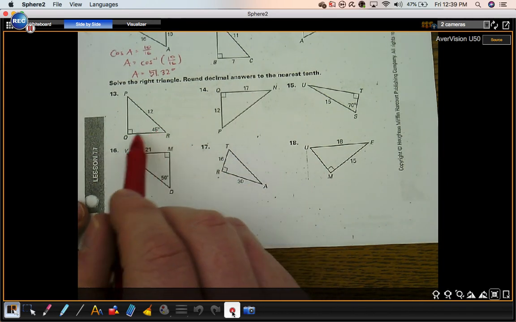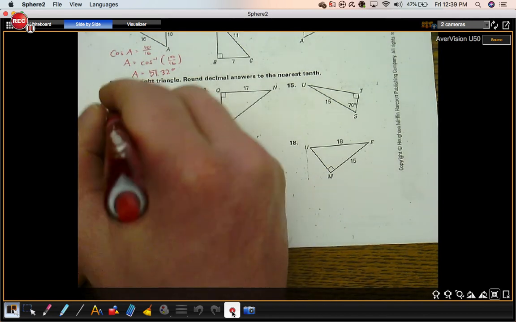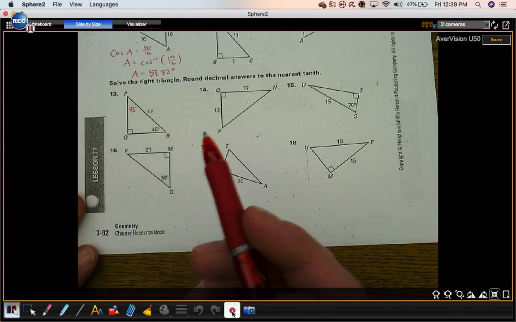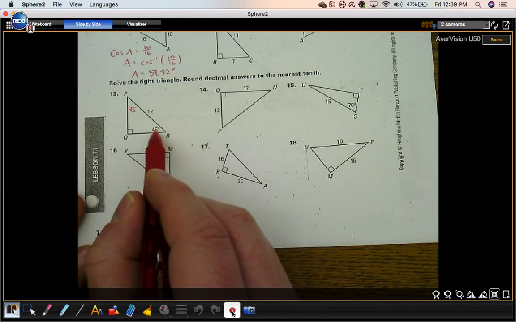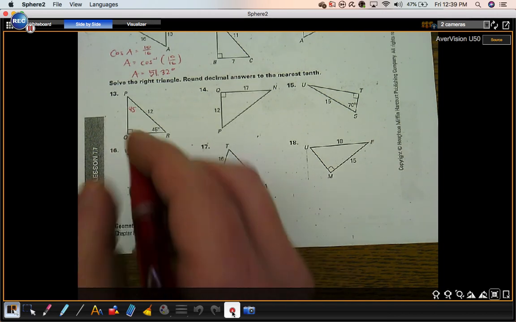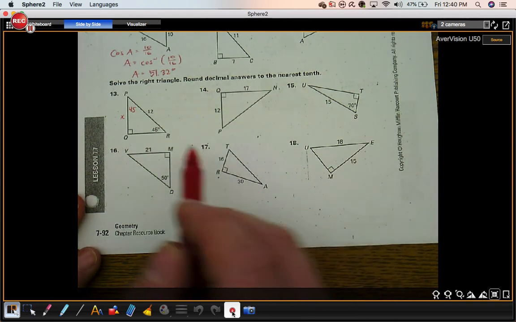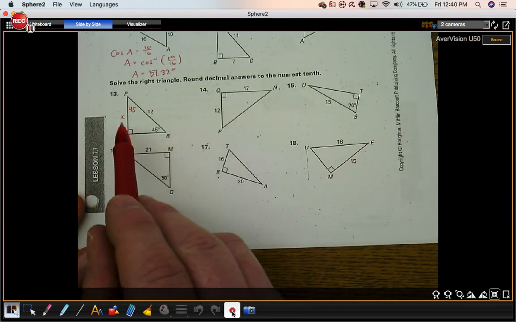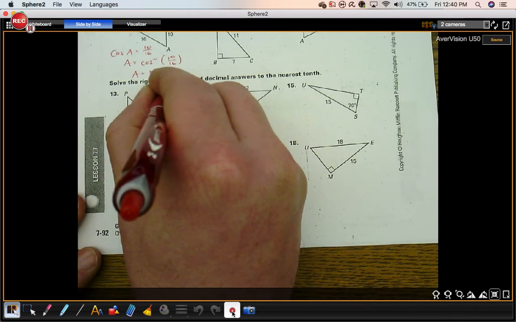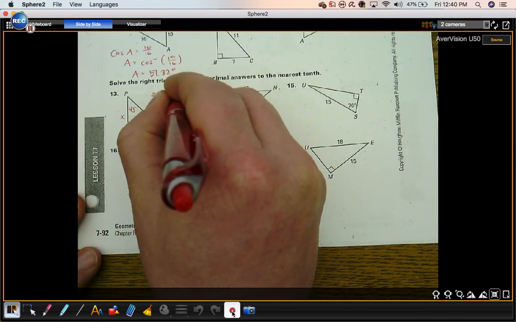The easiest thing to do, if they give you two angles, you know what the other angle is automatically. 180 minus 90 minus 45 is 45. Use this 45-degree angle and this hypotenuse of 12 to find these legs. So let's just say that's x. In relation to this angle, that's the opposite, that's the hypotenuse. So you're going to use sine. Sine of 45 equals opposite over hypotenuse.